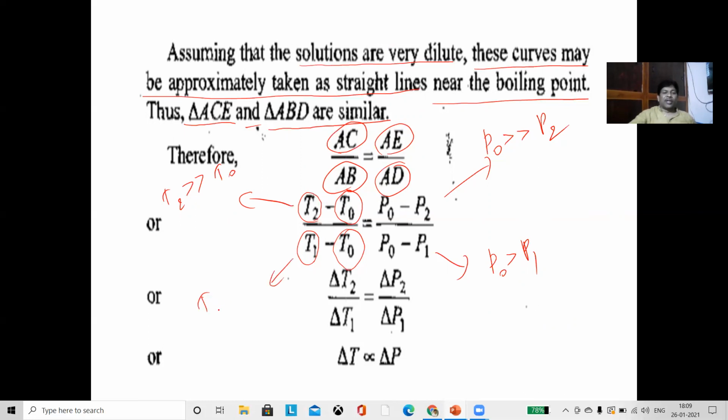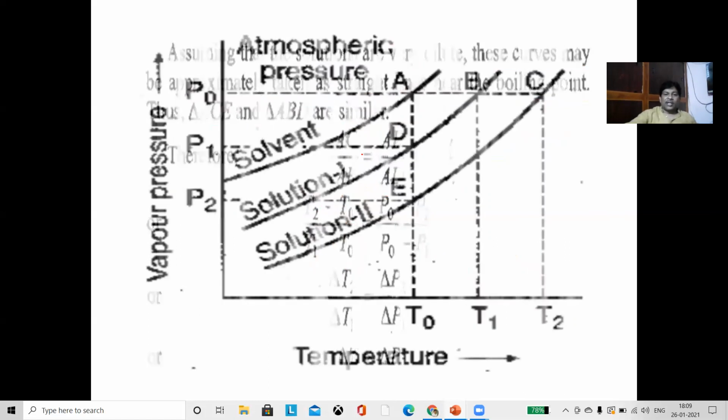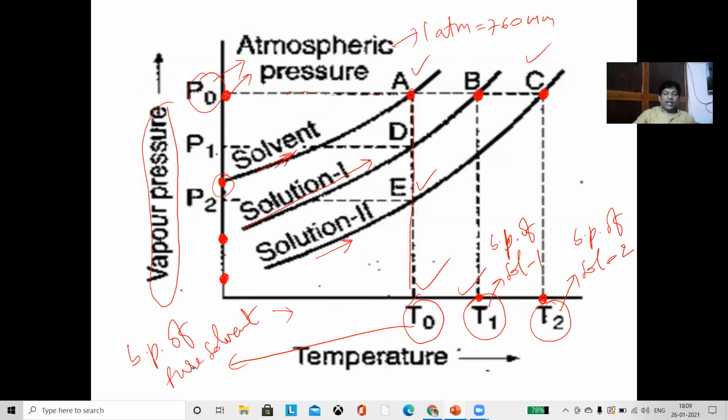And T1 value, the boiling temperature of solution 1, has a greater boiling point than T naught. The differences we are taking here are T2 minus T naught by T1 minus T naught. So take the graph here. T2 minus T naught is equal to what here? P naught minus P2.